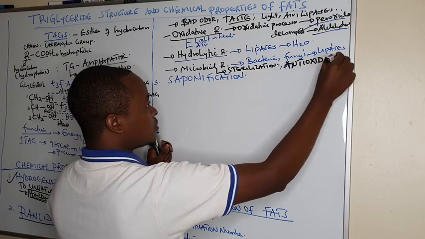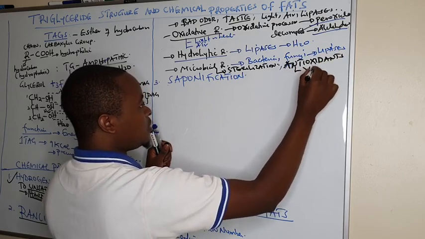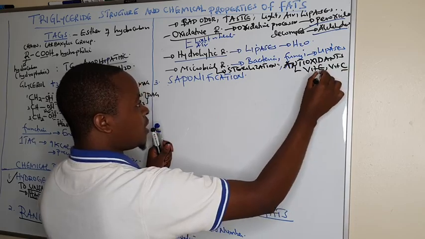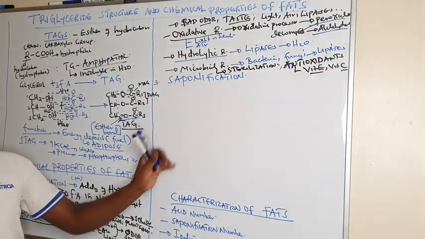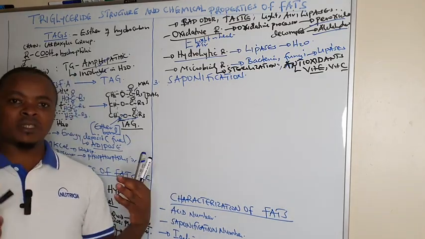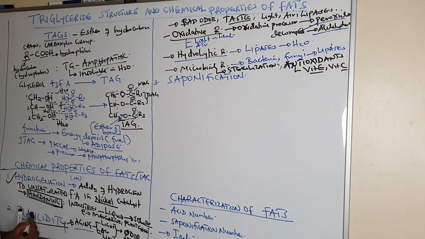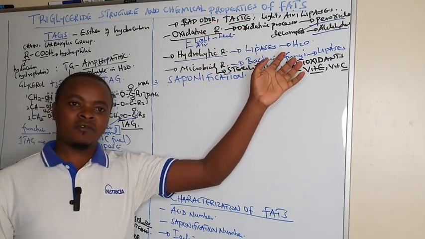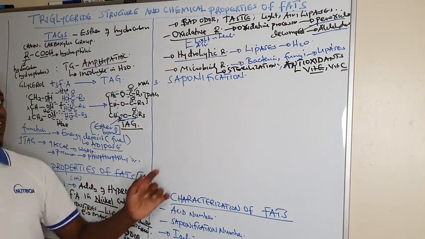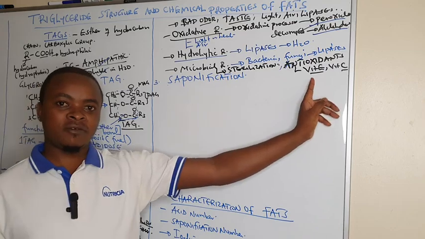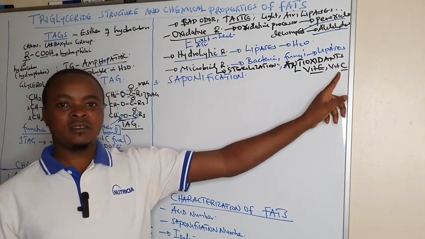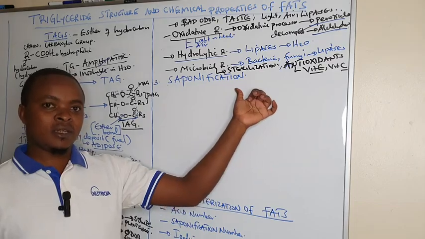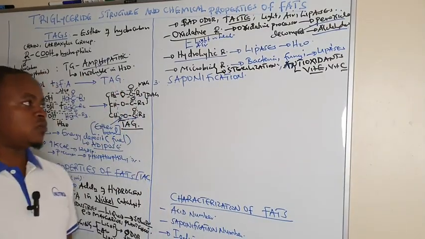Antioxidants include vitamin E and vitamin C. Ascorbic acid and tocopherol can be among the antioxidants used to preserve fats from undergoing rancidity. So if you want to prevent development of bad odor and bad taste of the fats, you can use antioxidants like tocopherol, that is vitamin E, or you can use ascorbic acid, which is vitamin C. Then for microbial, you make sure they are well sterilized to prevent this rancidity. That is what we can look at.